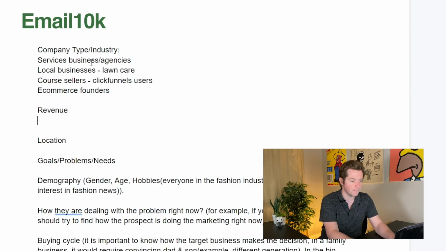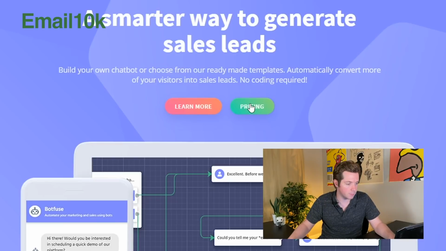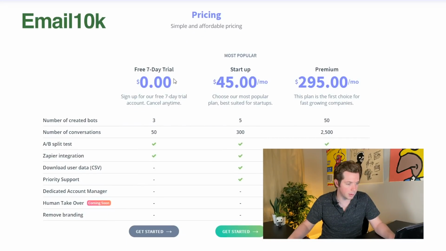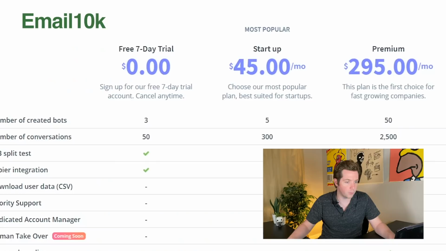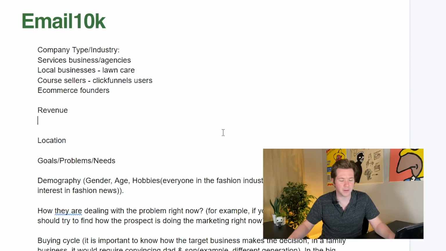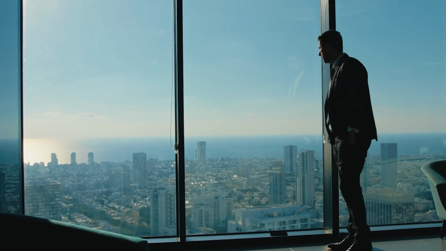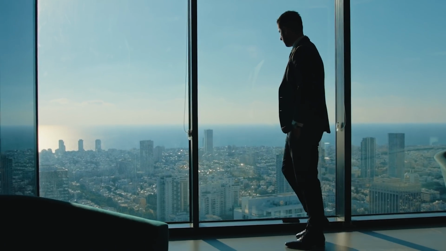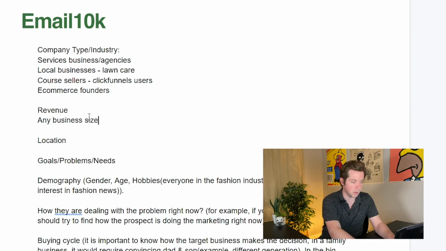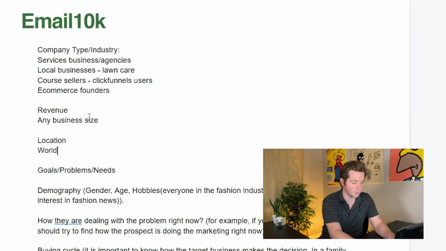Revenue: it's $40 a month right now, and there's also a free 7-day trial. So $45 a month actually. Anyone could really afford this. I would say any business is good for this, even ones under $1 million in revenue. Any business size, from small to large. Location would be worldwide, it does not matter. But at $45 a month, maybe Western countries preferred.